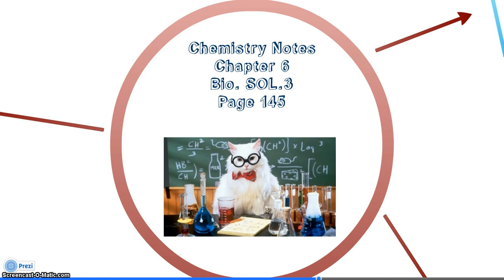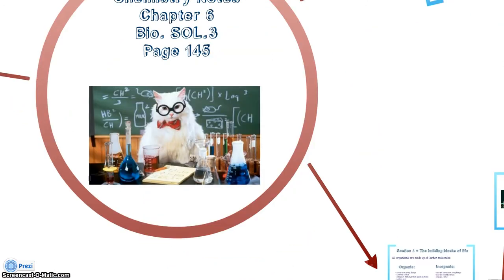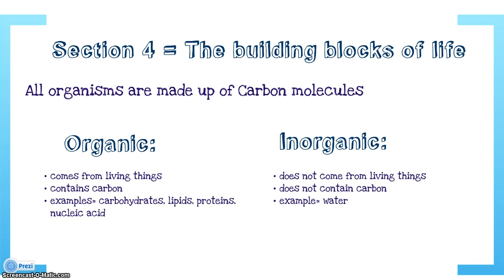This is section 4 of chapter 6, the building blocks of life. All organisms are made up of carbon molecules. There are two different classifications. The first is what we call organic.